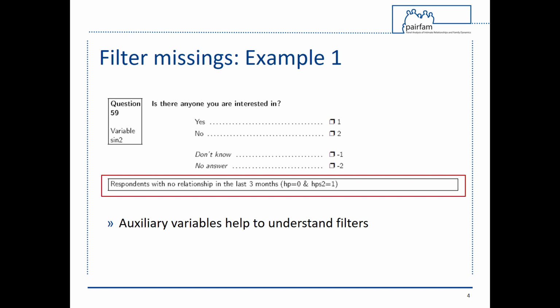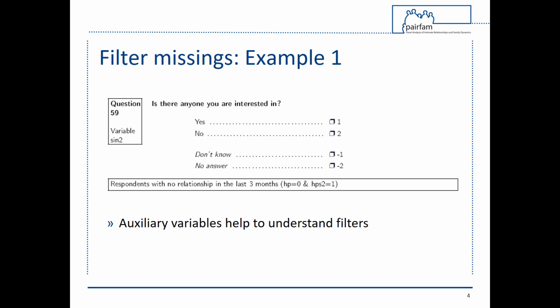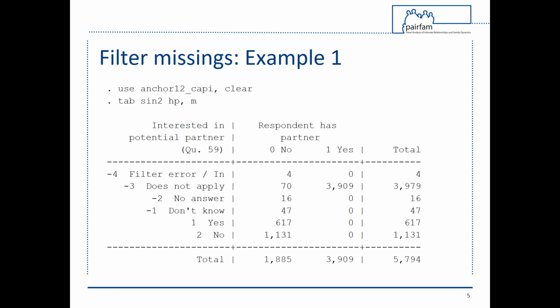The variables in parentheses are the ones used for filtering. In this example, this question was posed only to respondents with no reported relationship in the last 3 months. As you can see, auxiliary variables such as HP and HPS2 can help you to understand question filters and facilitate your analyses. It is helpful to consult the codebooks and check question filtering to better understand a variable's values. To further this example, let's look at the Anchor 12 KP dataset in Stata. Here I have tabulated the variables sin2 and HP.